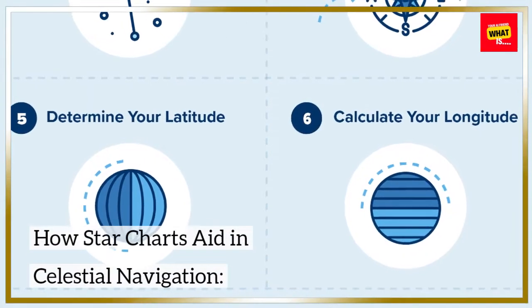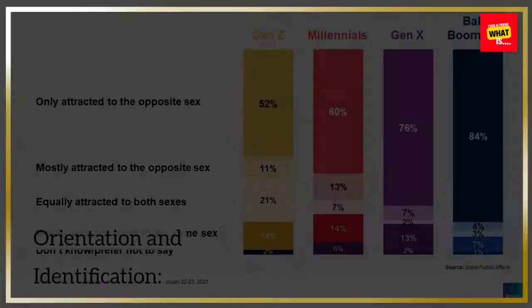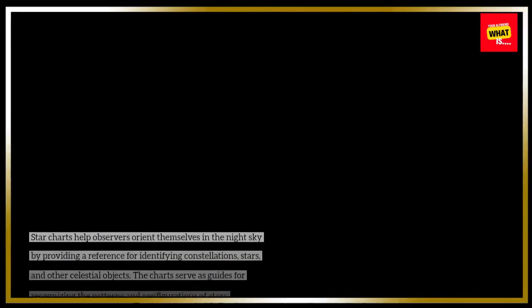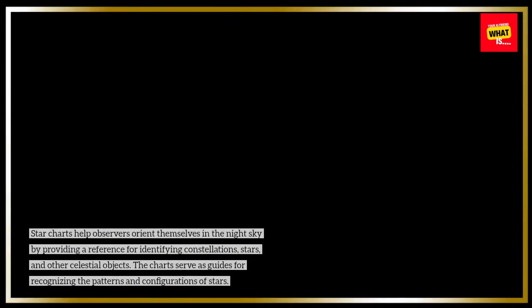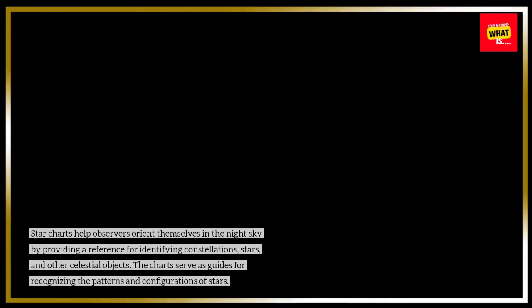How star charts aid in celestial navigation. Orientation and identification. Star charts help observers orient themselves in the night sky by providing a reference for identifying constellations, stars, and other celestial objects. The charts serve as guides for recognizing the patterns and configurations of stars.